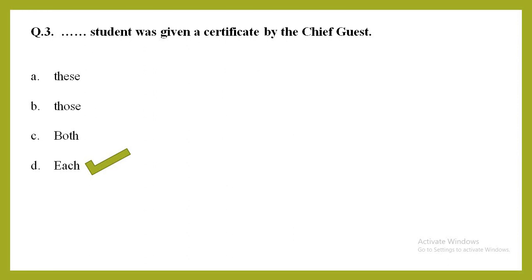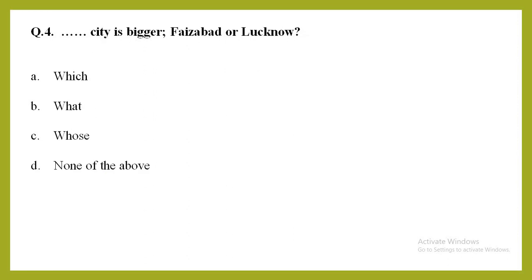So the sentence will be, each student was given a certificate by the chief guest. Next is, dash city is bigger, Faizabad or Lucknow. Now your options are which, what, whose, or none of the above. The correct option is which.